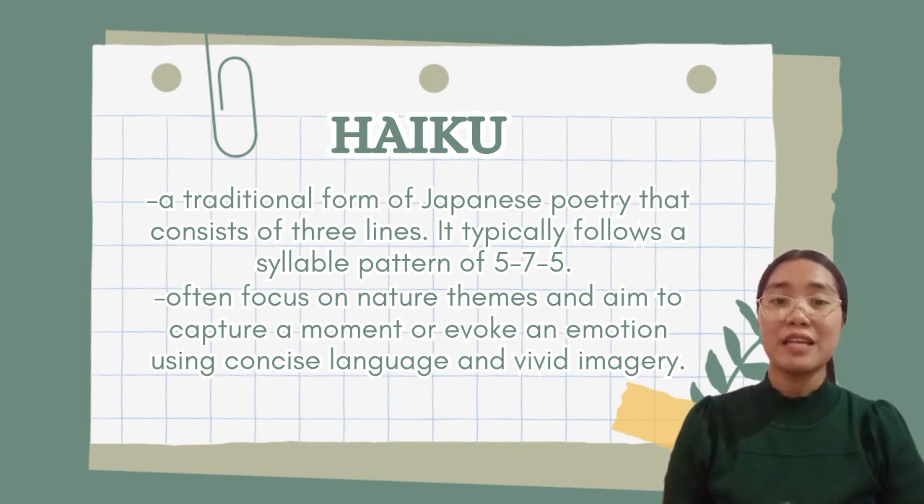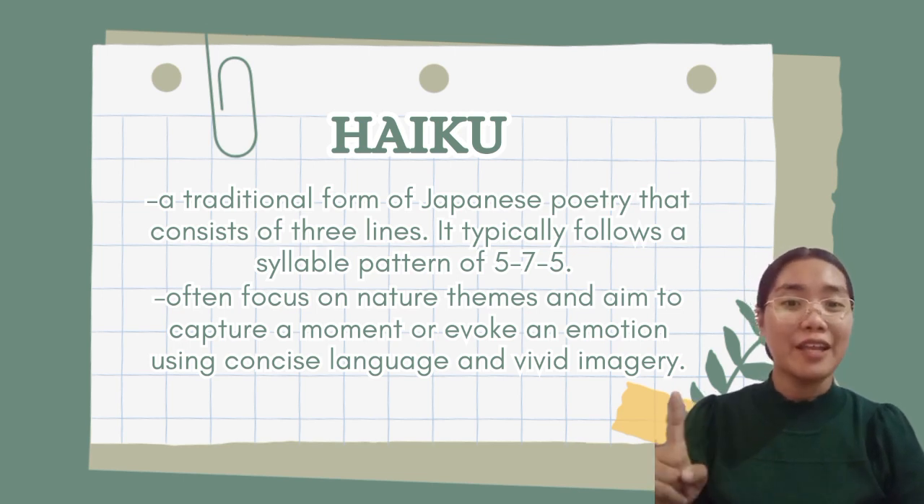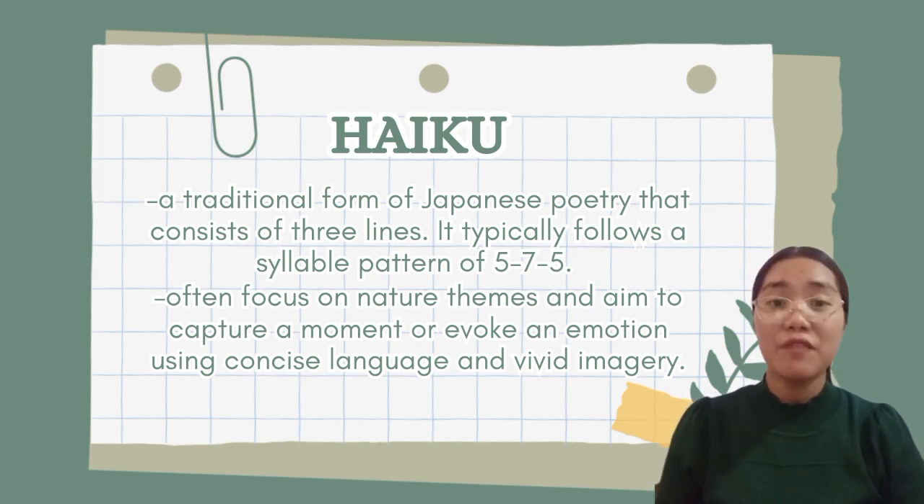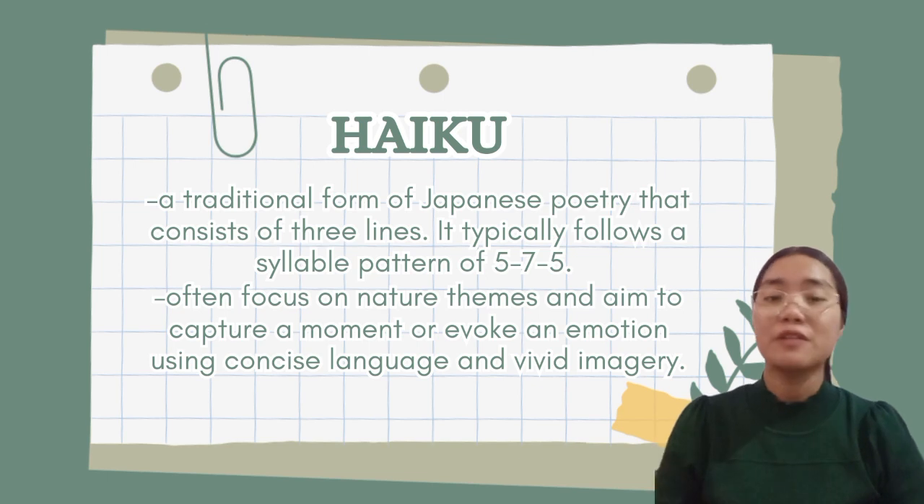A haiku is a traditional form of Japanese poetry that consists of three lines. It typically follows the syllable pattern of 575. So what does it mean? In the first line, it consists of five syllables, in the second line, seven syllables, and in the third line, five syllables. That's why it's 575 syllables in one stanza.